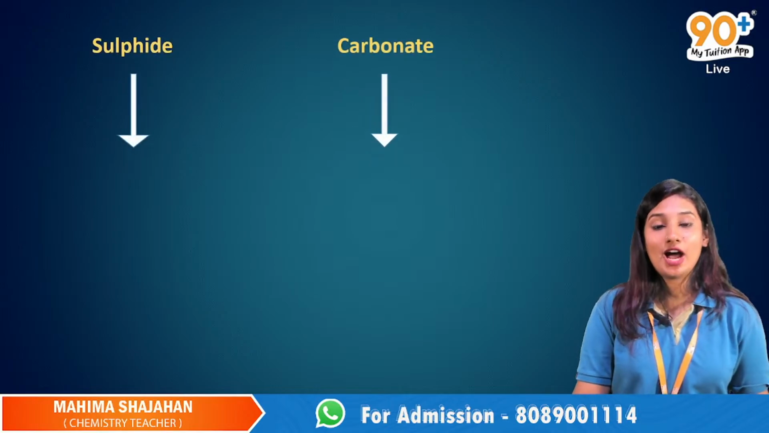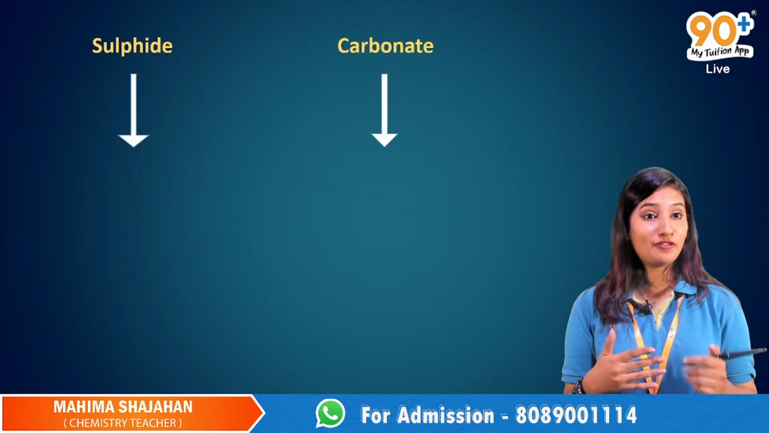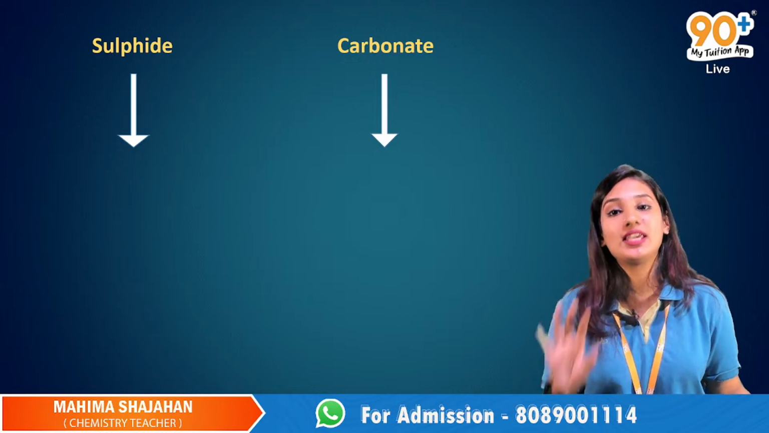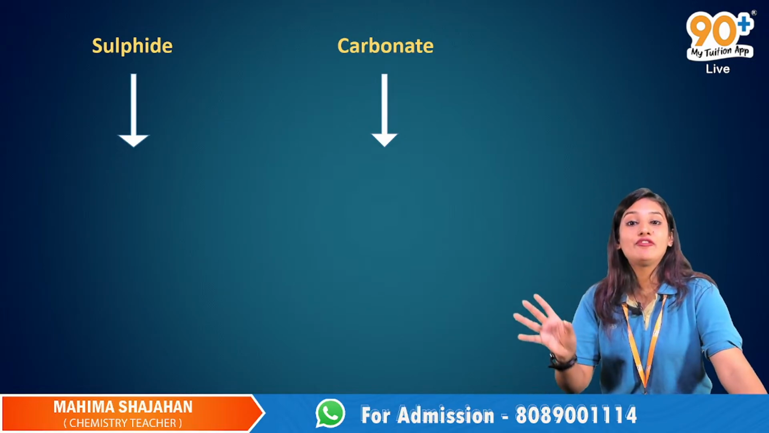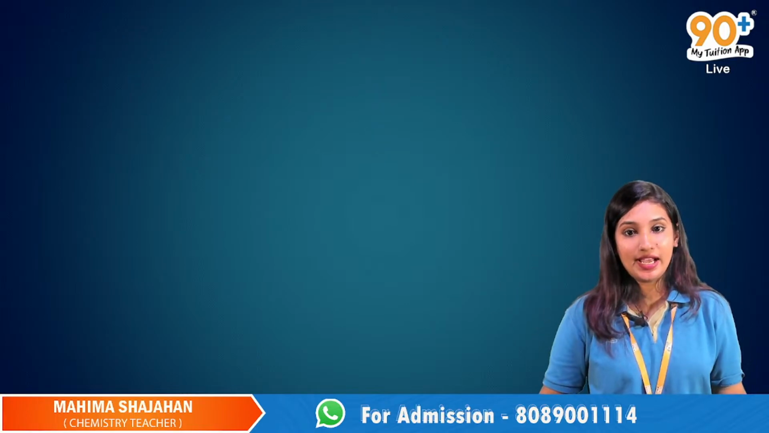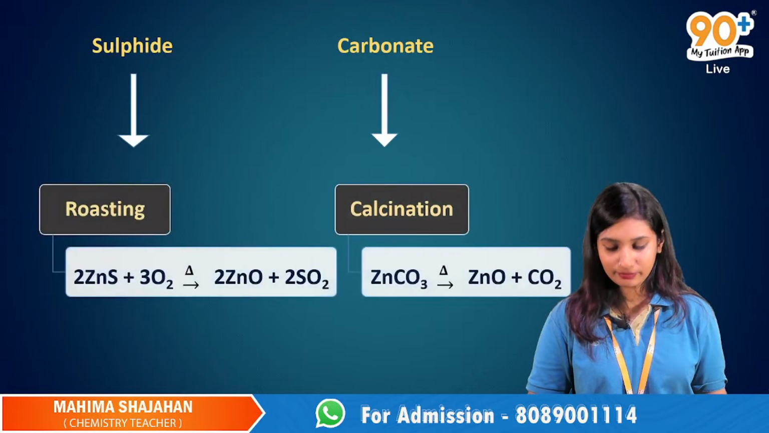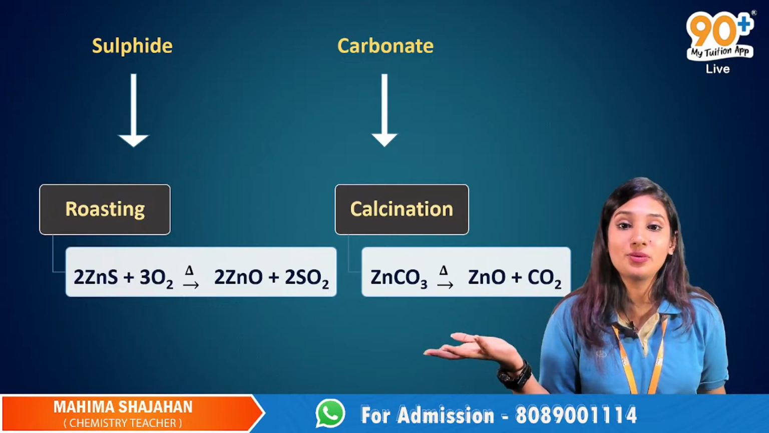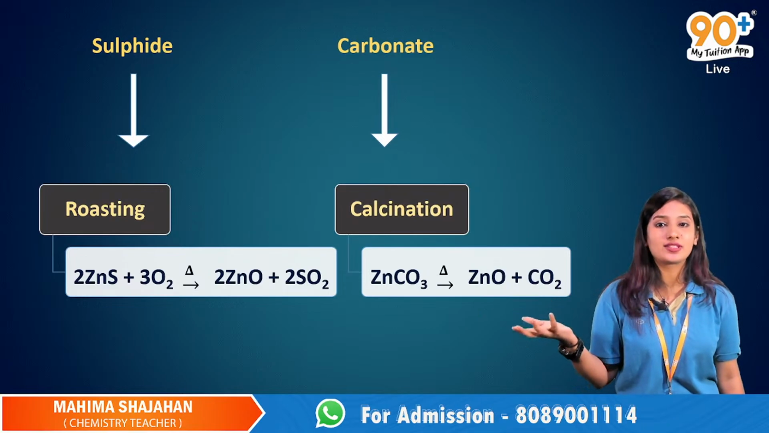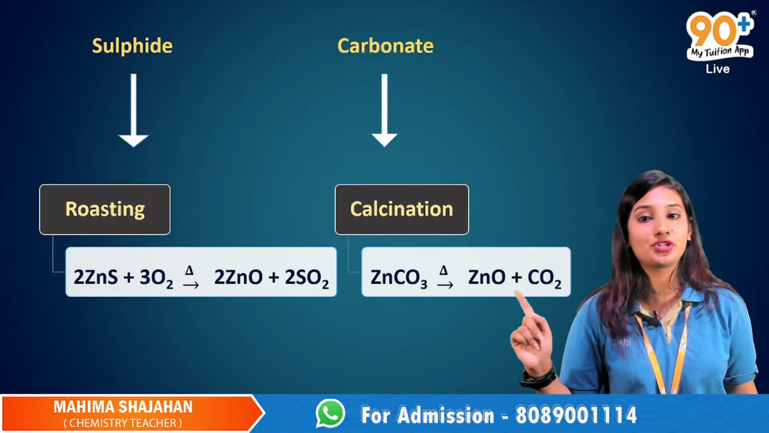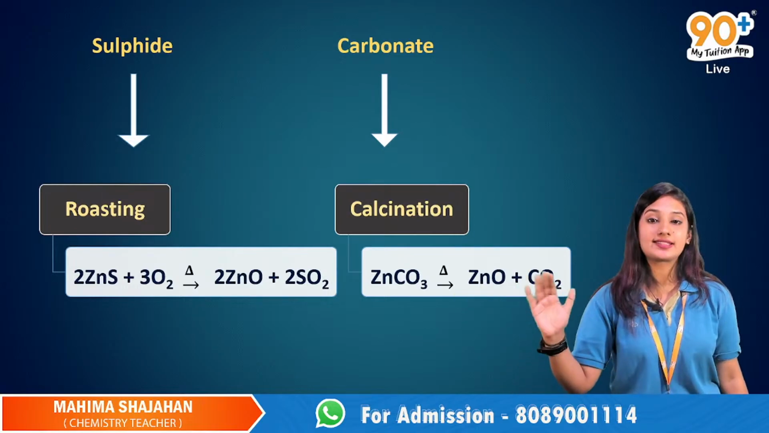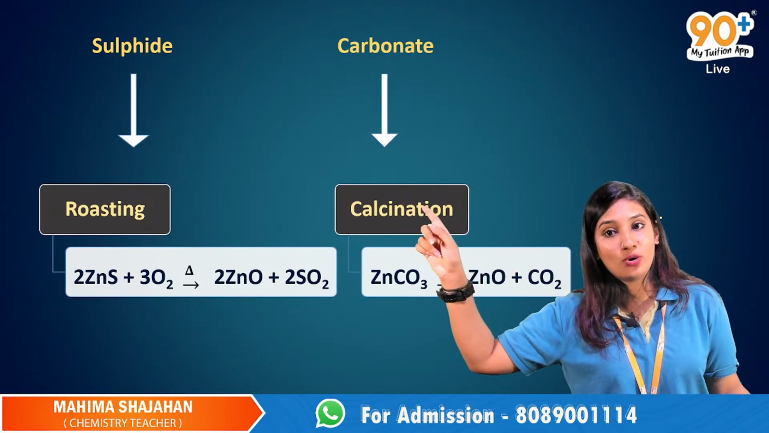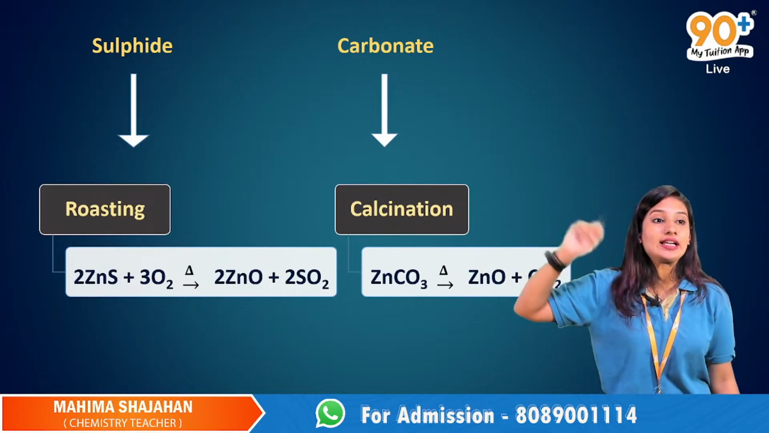Now sulfide ores: sulfide ore is heated in the presence of excess air, and the sulfide ore gets converted into its oxide. We call it roasting. In roasting, there is excess air. But in calcination, there is only a limited supply of air, or absence of air, and the ore gets converted into its oxide. That is calcination. Roasting is mainly done for sulfide ores, and calcination is mainly done for carbonate ores.